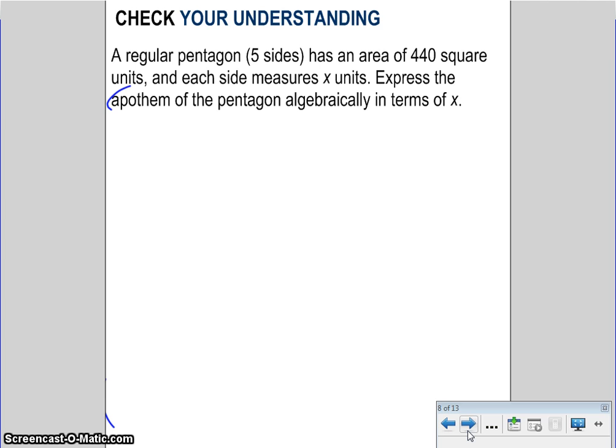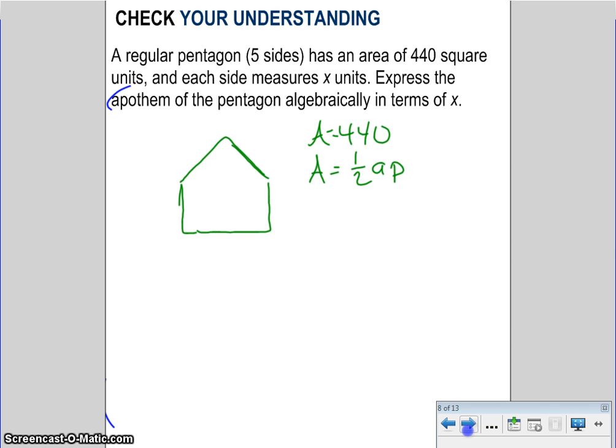Okay, let's take a look here. It says a regular pentagon, and a pentagon has 5 sides. This won't necessarily look even, but it's the best 5-sided figure that I can do. It says that it has an area of 440. Remembering that my formula is area equals 1/2 the apothem times the perimeter. What else does it give us here? It tells us that each side measures x, and it says express the apothem algebraically.